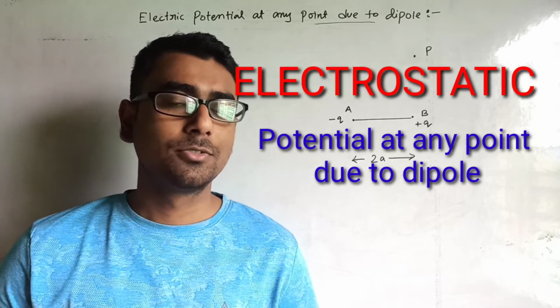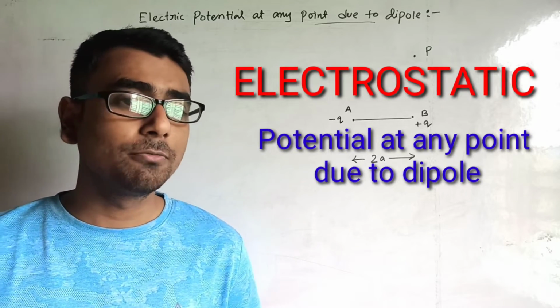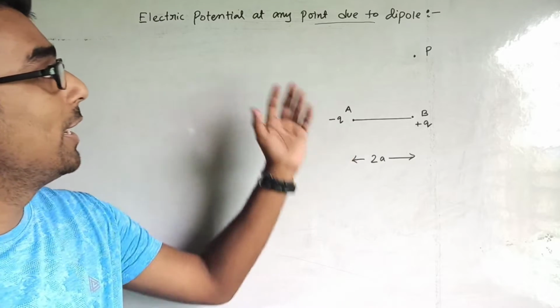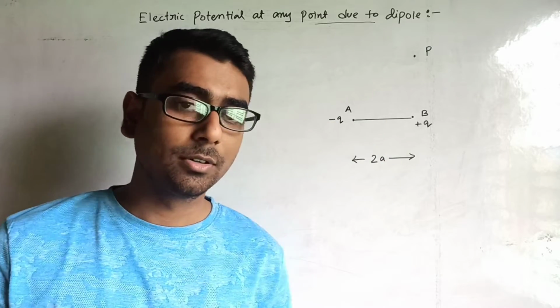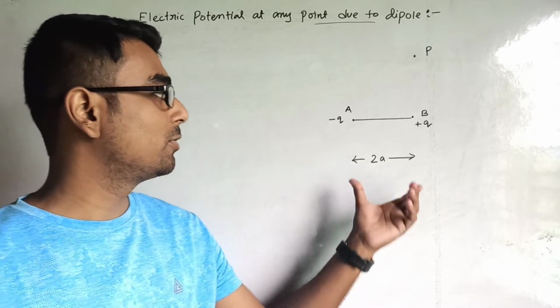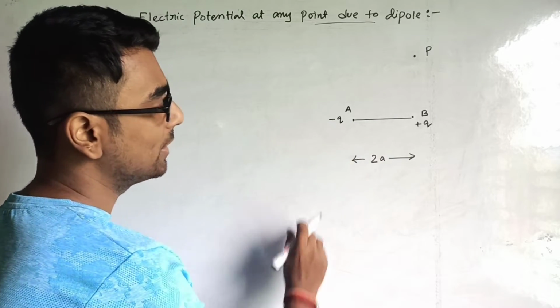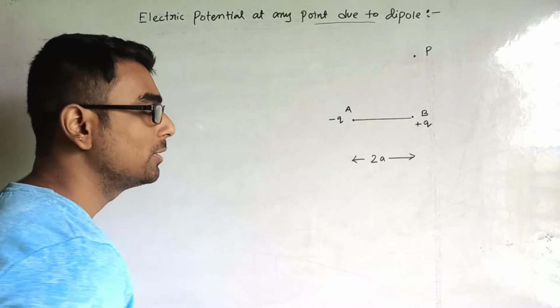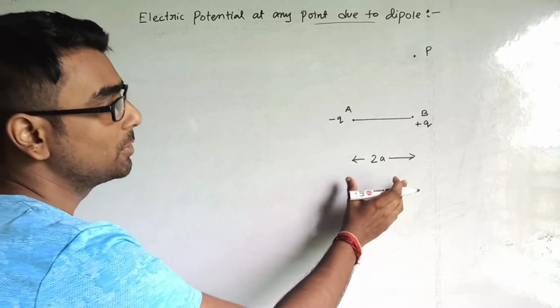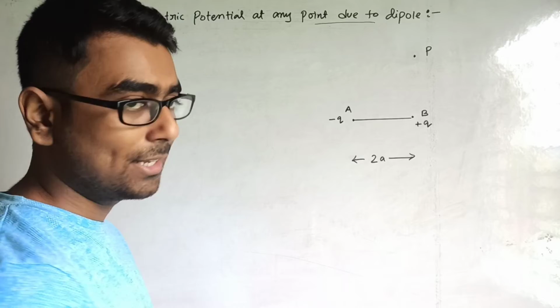Welcome dear students. Today we will derive the expression for electric potential at any point due to a dipole. So first of all, we need to consider one dipole. Say A and B are the 2 points, and minus Q and plus Q are forming a dipole, and the distance between the 2 points is 2a.